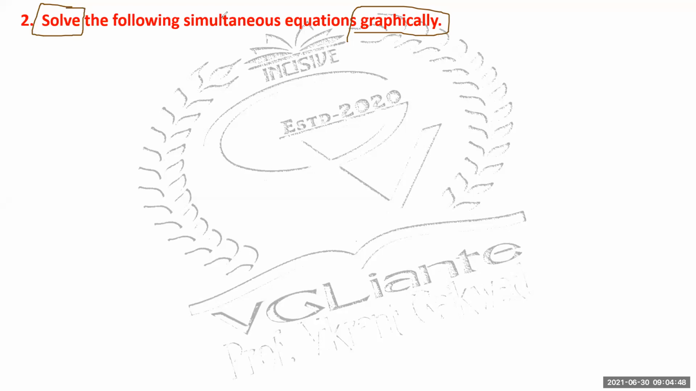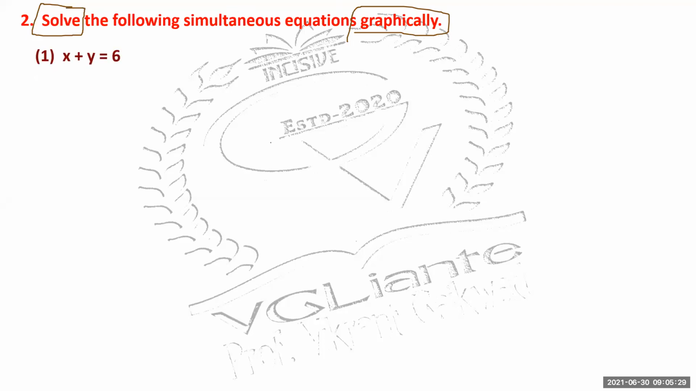Otherwise, what happens is some of the students get confused. Instead of doing it graphically, they do it by the elimination method. Wrong. Understood? It is not going to happen in that way. Whatever method is mentioned, we will solve the particular question with the help of that method only. So here it is told to solve the following simultaneous equation graphically. So we are going to do it using the graph. Understood? Now we'll move ahead. We'll look at the question now.